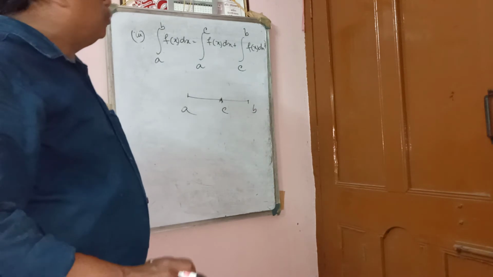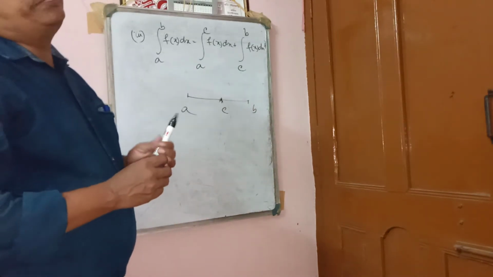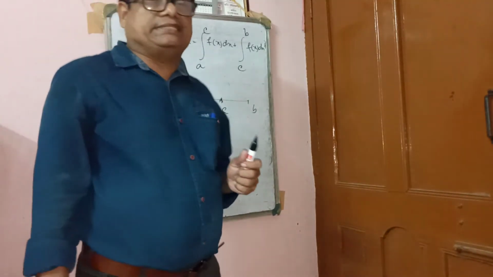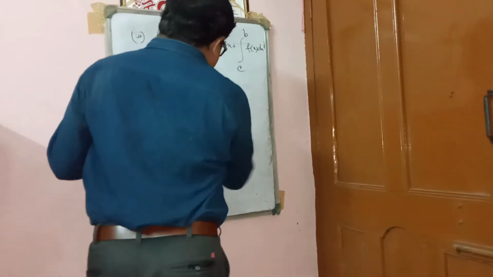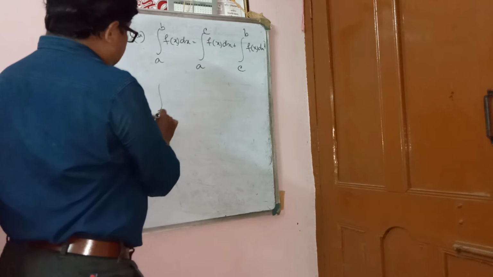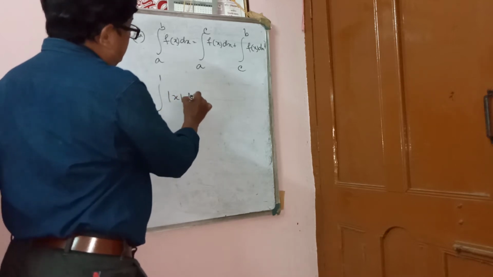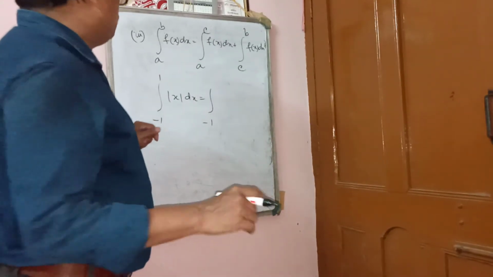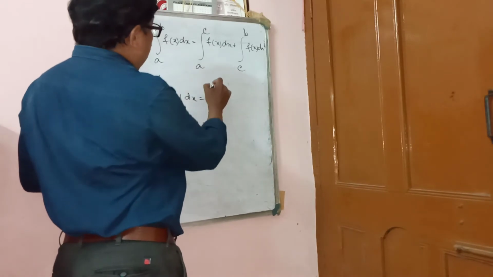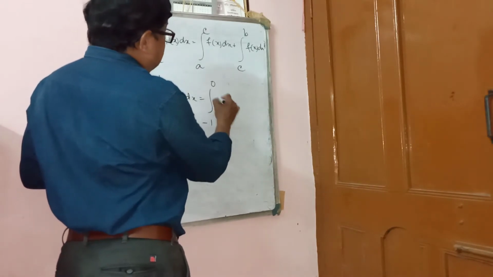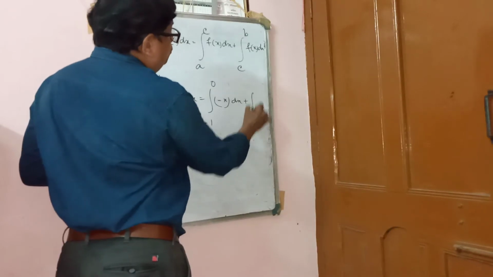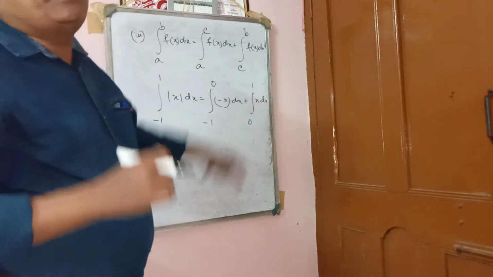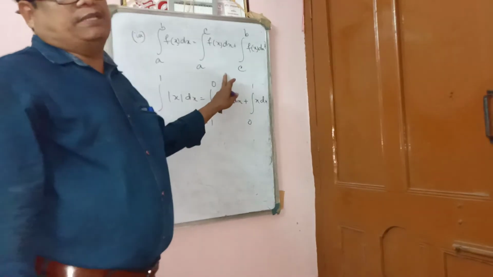Suppose I give an example. All of you know mod x. Mod x equals x when x is greater than 0, and equals minus x when x is less than 0. Look here: suppose minus 1 to plus 1 mod x dx. In between minus 1 and 1, 0 is there. So we write minus 1 to 0 of minus x dx plus 0 to 1 of x dx. All of you know integration: first integrate, then put in the upper limit and lower limit values.